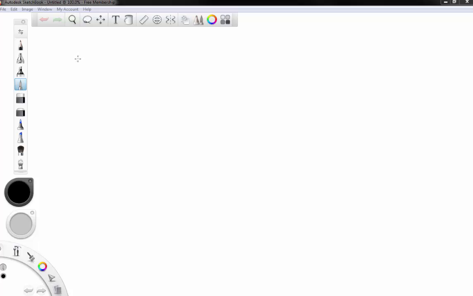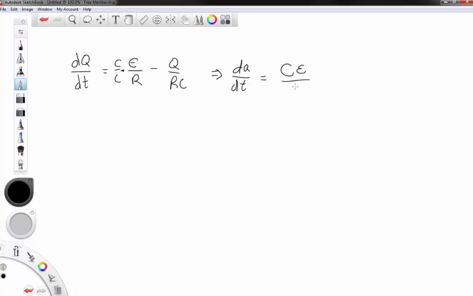So the full derivation basically looks something like this. You have dq by dt is equal to epsilon over R minus q over RC. So what we're going to do is multiply this term by basically a clever version of 1. And so you end up with dq by dt is equal to C times epsilon divided by RC minus q over RC. And so that in turn is C times epsilon minus q, all divided by RC.